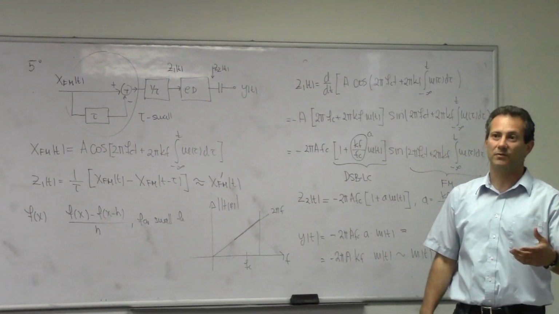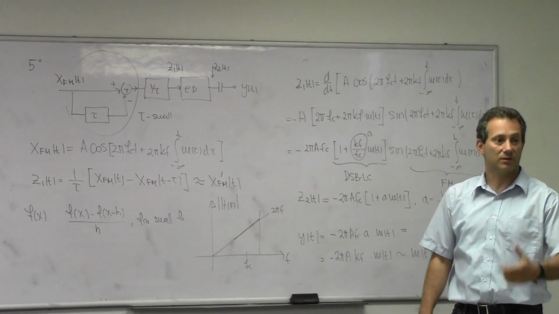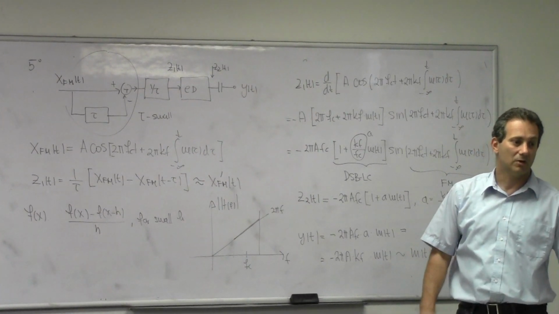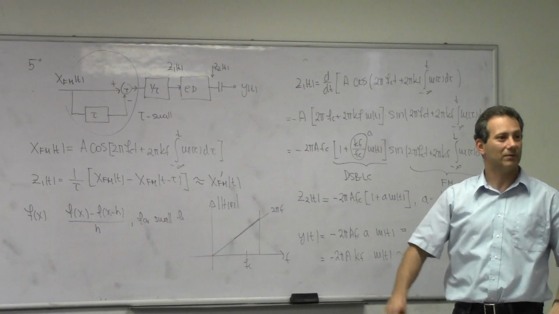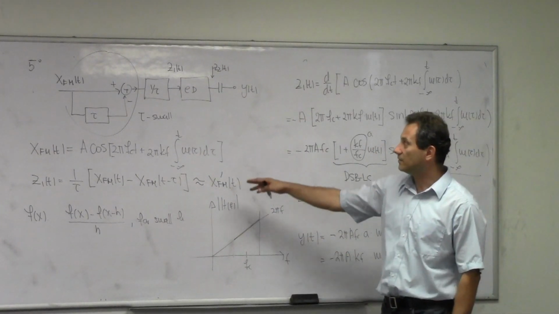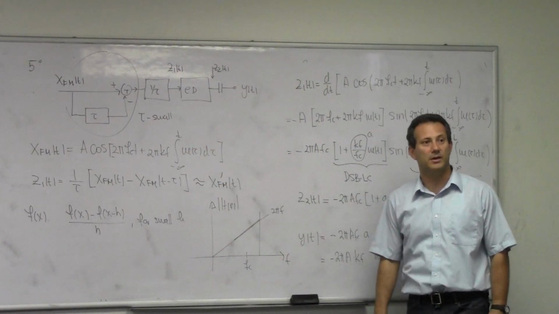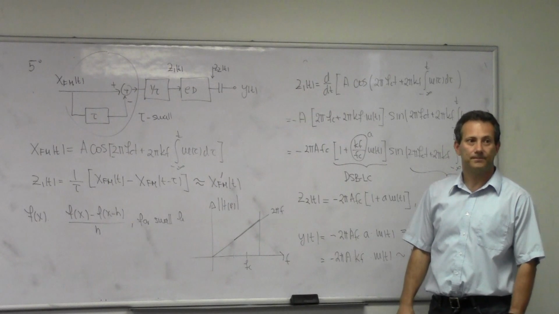Remember, a discriminator was a filter whose magnitude response was a linear function of the instantaneous frequency. We introduced it as, let's assume we have a filter with these characteristics. Well, we now find out that the differentiator has these characteristics. It's an ideal discriminator. Okay?